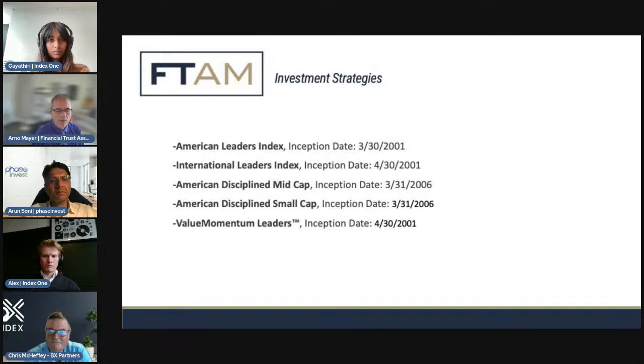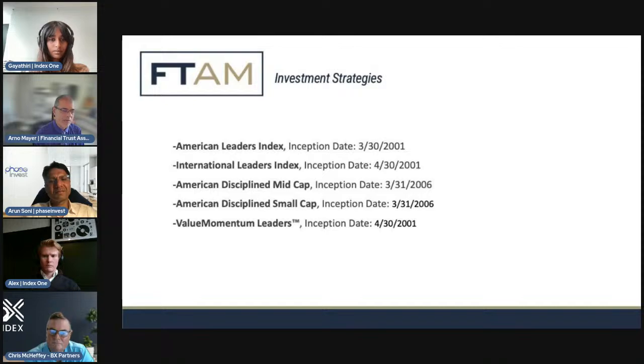Again, lower turnover. The next two are our American Discipline Mid Cap and our American Discipline Small Cap. They are our smart beta strategies. They are composed of 14 total factors in the construction of the portfolio. Those factors are broken into three groups: an earnings momentum model, a profitability and quality model, and a value momentum model, which we're going to get into in a little bit more detail.